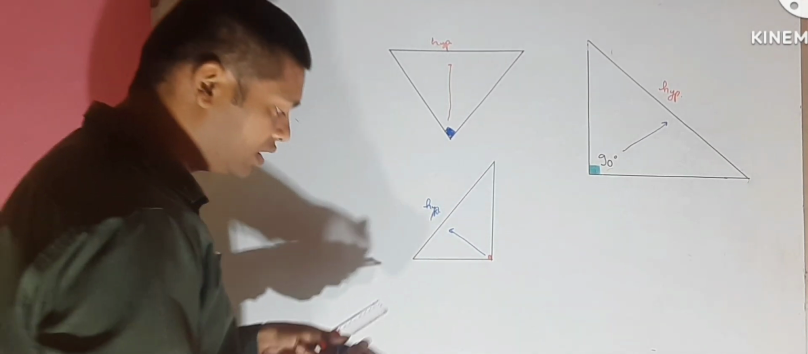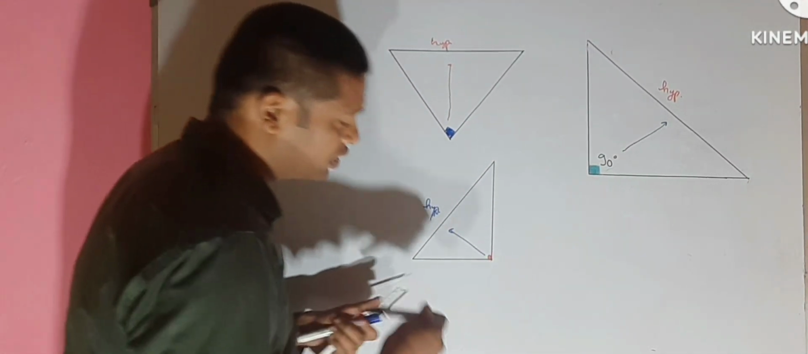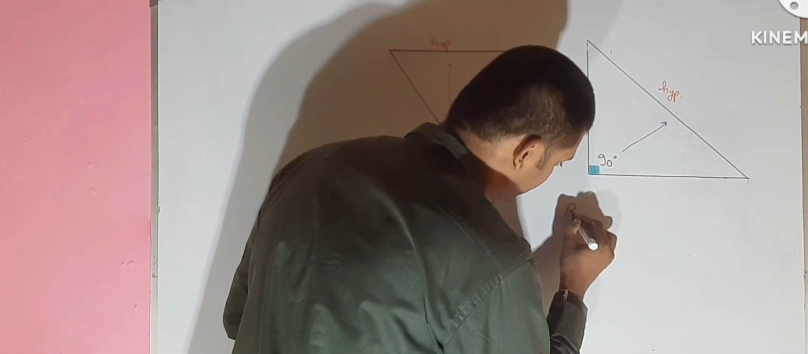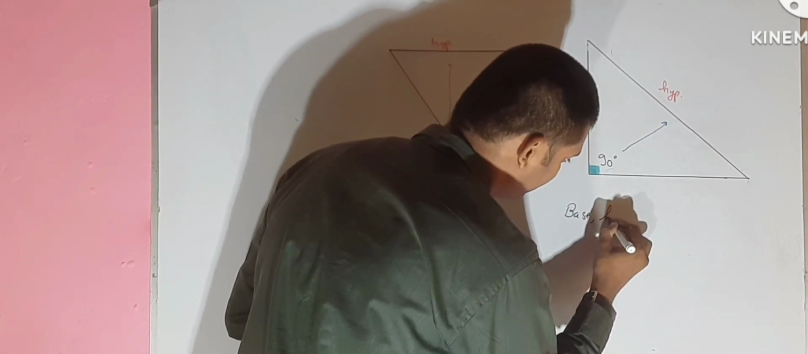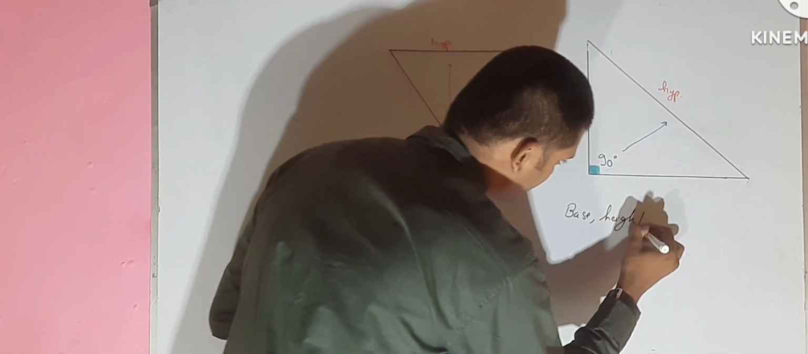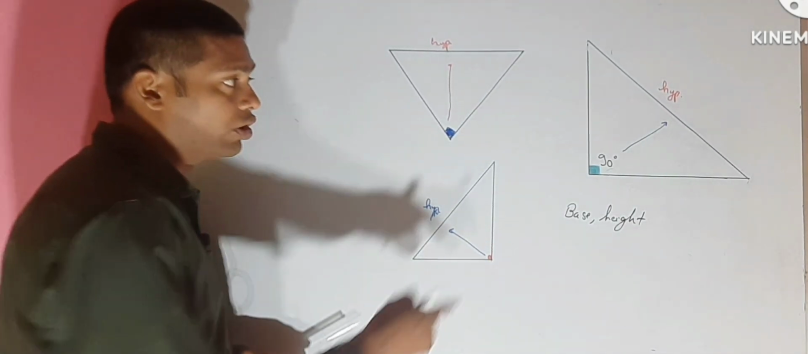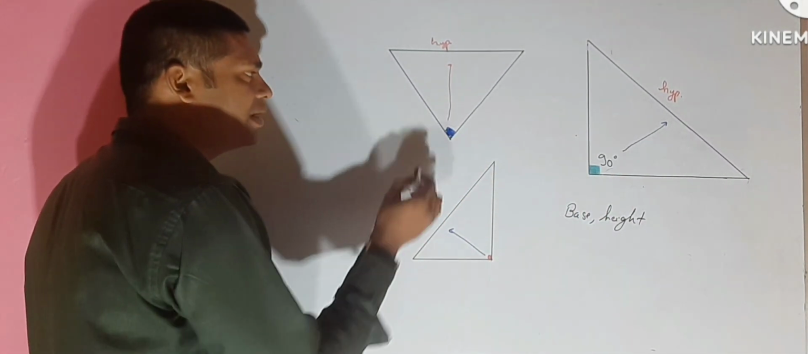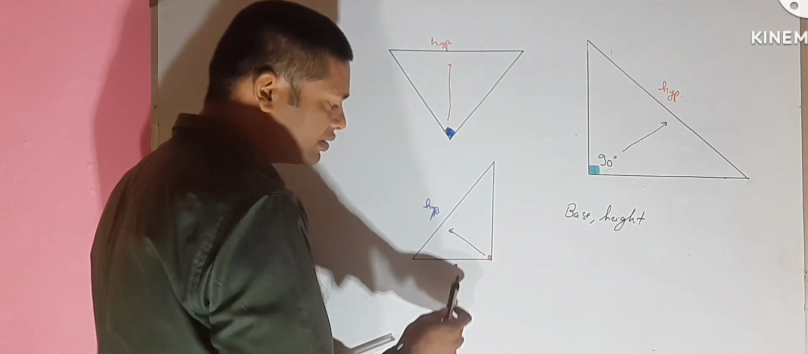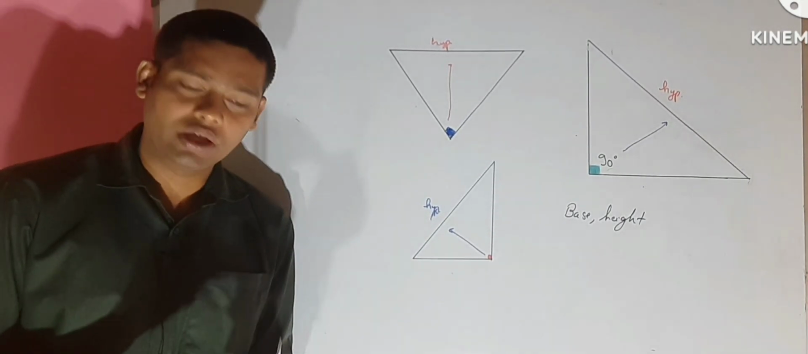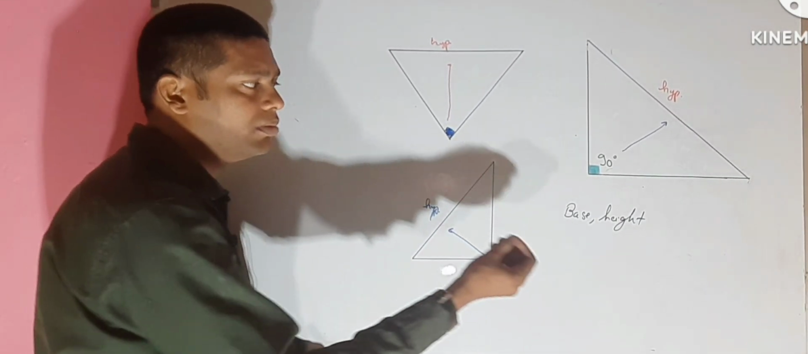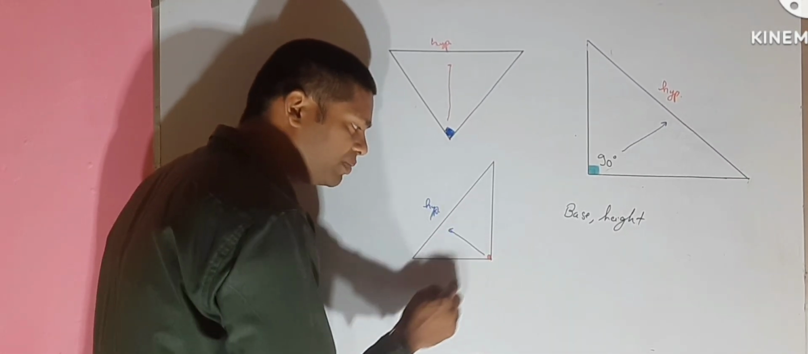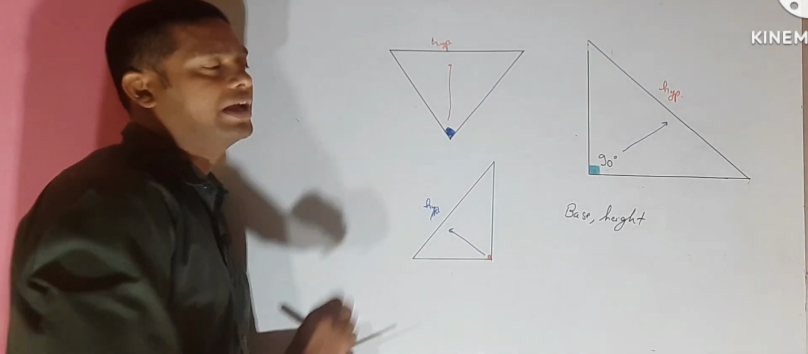So what is going to change? The two things which are going to change are the legs, the base and the height, which change every time. According to this, this can be base, this can be height, this can be base, this can be height. Up to here you understood. But after some time, I will show you that one particular side will be the height.